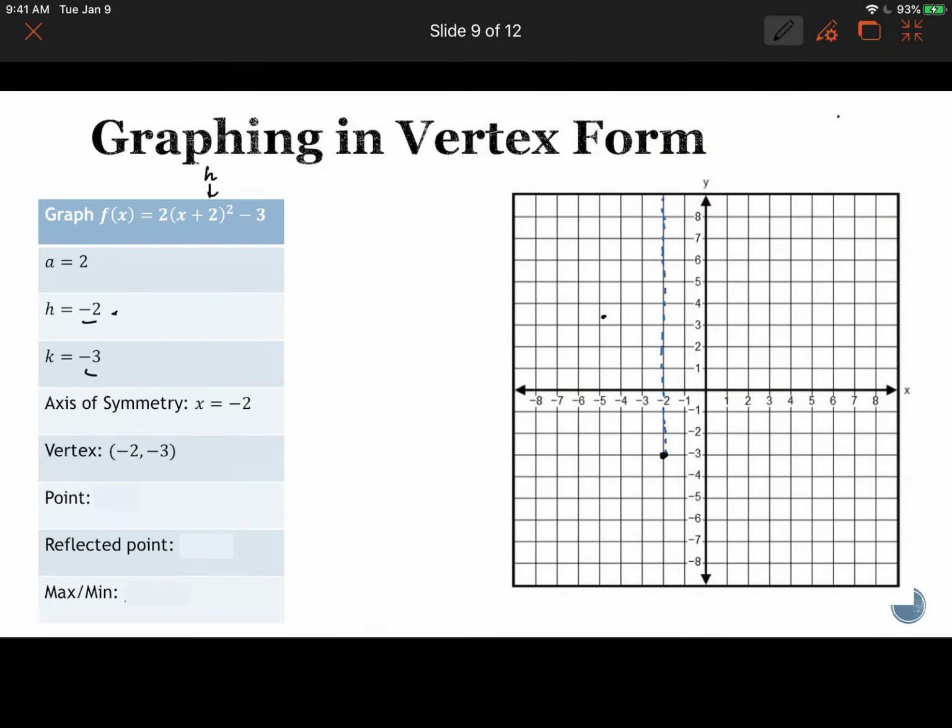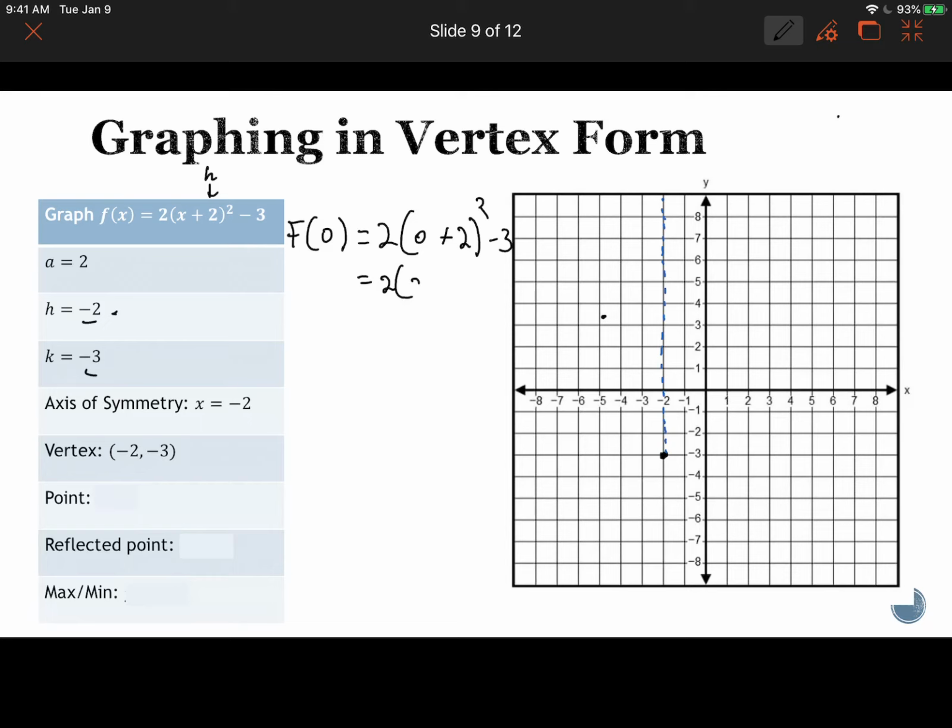So now I want to find a point. I have my vertex and I need a few more points in order to graph my parabola. So I'm going to use the easiest number that I know, which is 0. If I substitute the value of 0 for x, I will get this. And now it's time to evaluate.